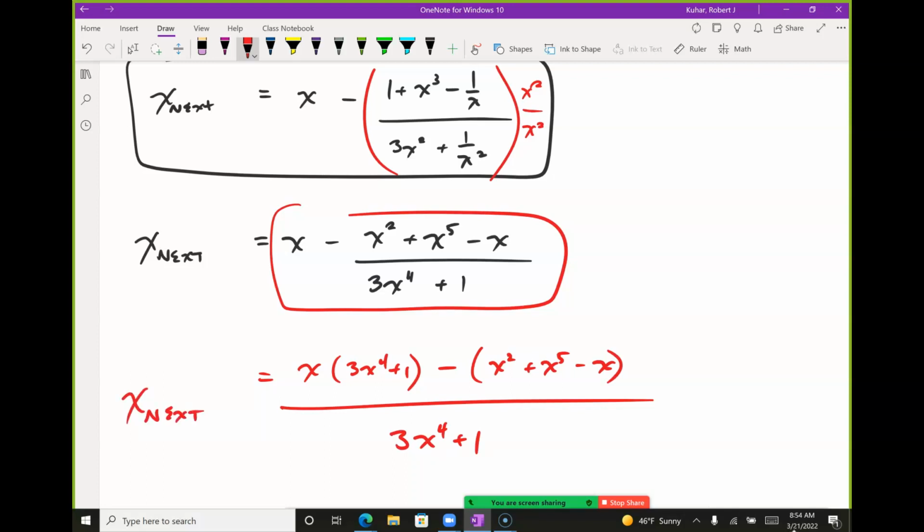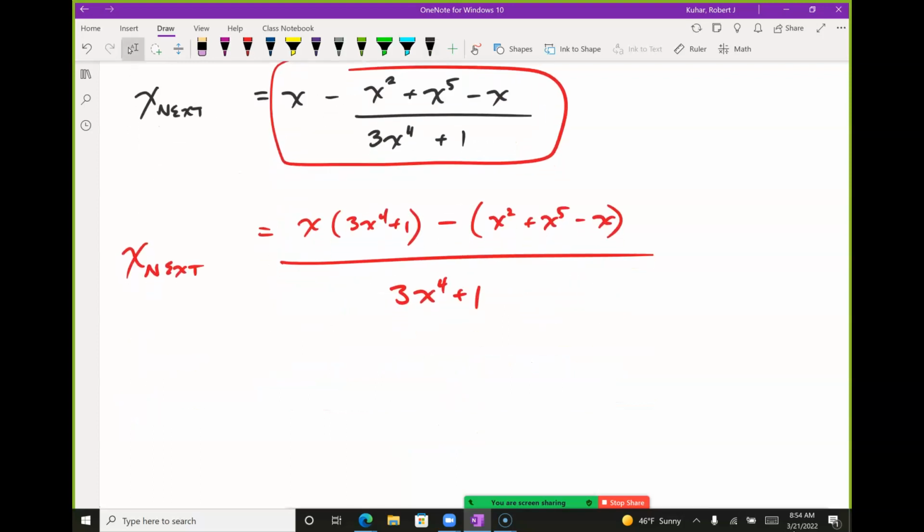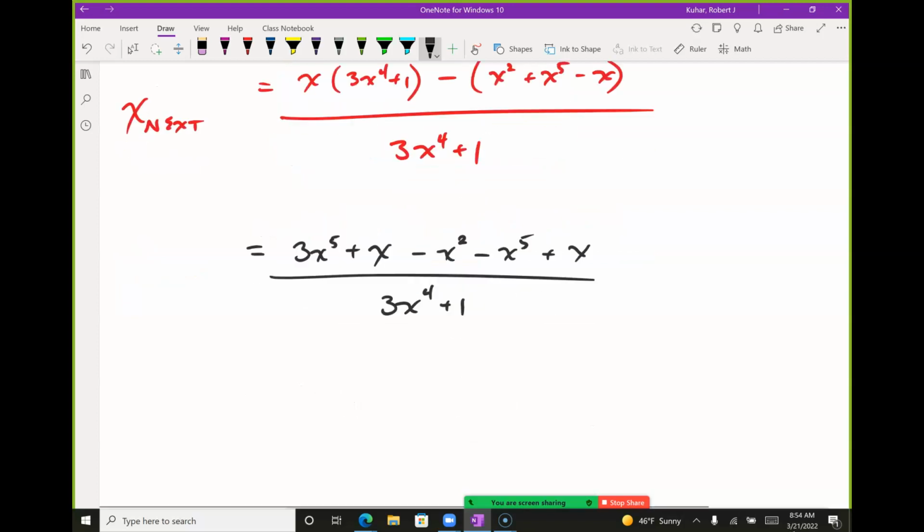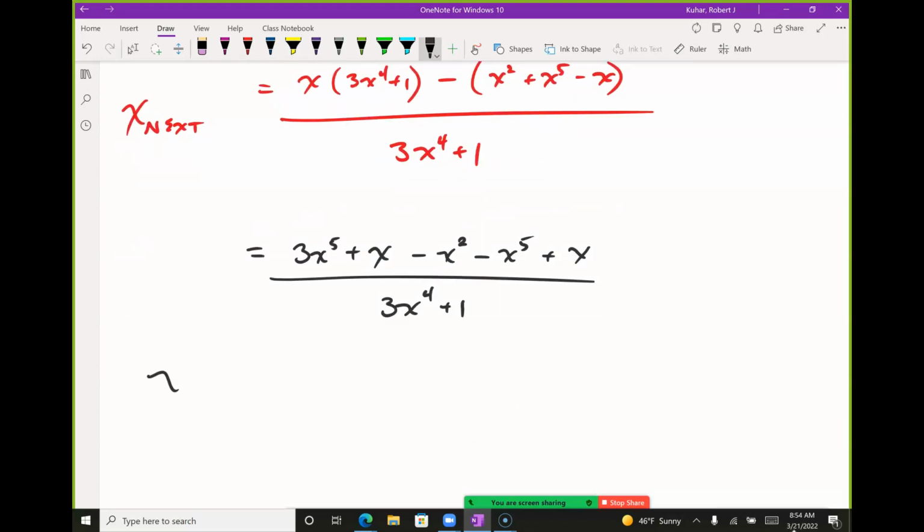And now, yes, combine like terms. Let's gather things up if we can. So I get 3x to the 5th plus x minus x squared minus x to the 5th plus x, all over 3x to the 4th plus 1. Every time you do Newton's method, make sure you clean up this process. Make it look pretty. I know pretty means not the same thing for a lot of us. So what do I get? I get 2x to the 5th minus x squared plus 2x all over 3x to the 4th plus 1. And there it is.